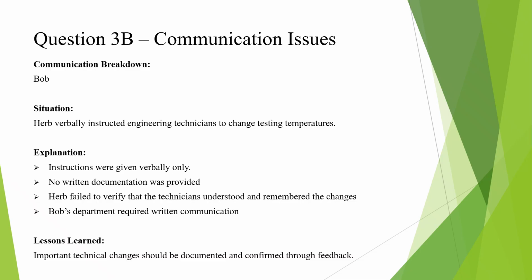Once again, leading back to the documentation, it wasn't documented, and then he never followed up with them to verify that it happened. And then Bob's department required written communication, which Herb did not provide. Lessons learned: important technical changes should be documented and confirmed through feedback. So document what you want the change to be, and then follow up and make sure that it's actually happening.